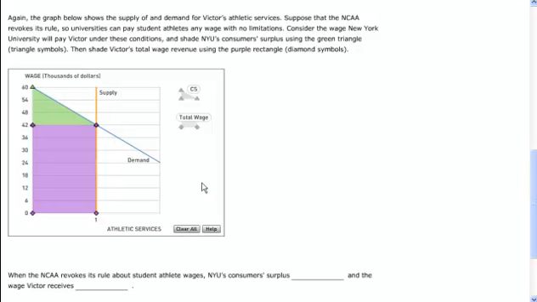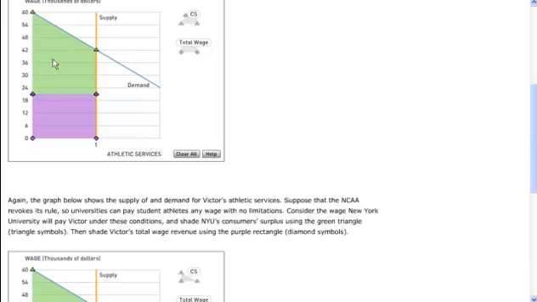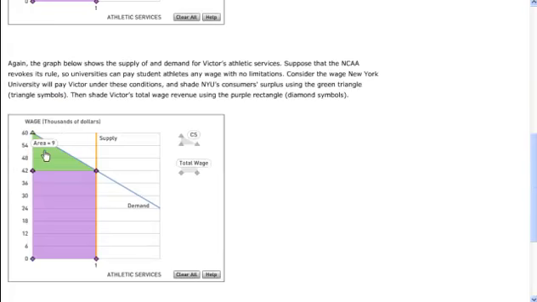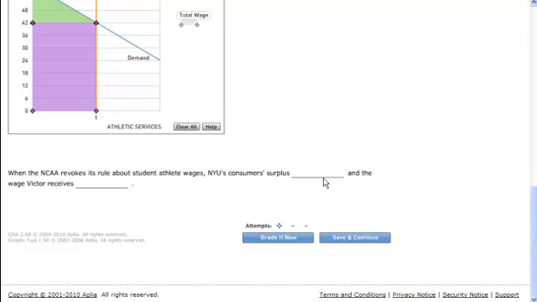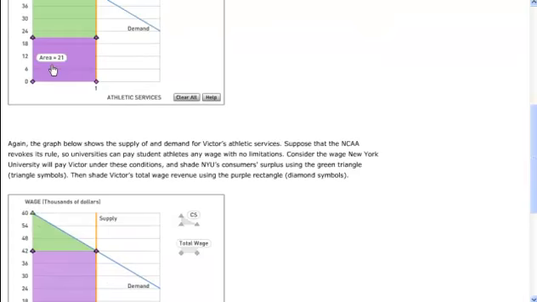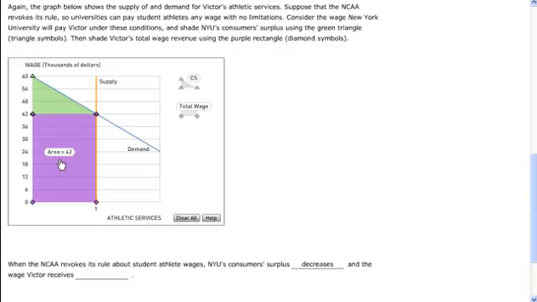So the question we're asked is, when the NCAA revokes its rule about student-athlete wages, does NYU's consumer surplus increase or decrease? Originally the consumer surplus was $30,000. After the rule changed, it's $9,000, so it's decreased by $21,000. So our answer here is decreases. And the wage Victor received obviously has increased significantly. He was making $21,000, and now he's making $42,000, so it's increased by $21,000. So we're going to choose increases as our answer here.